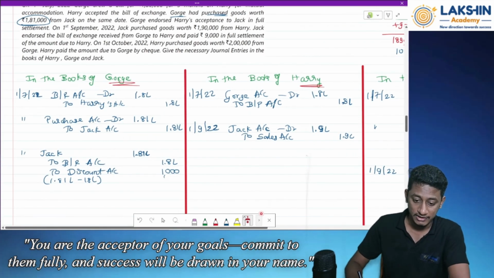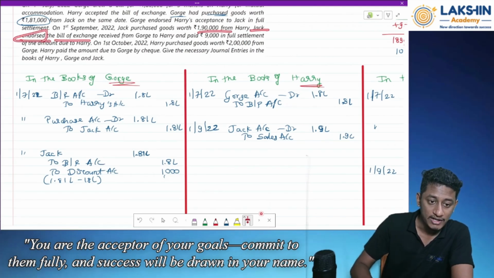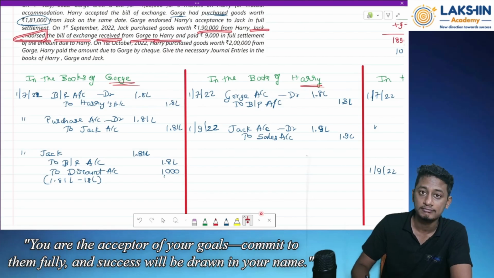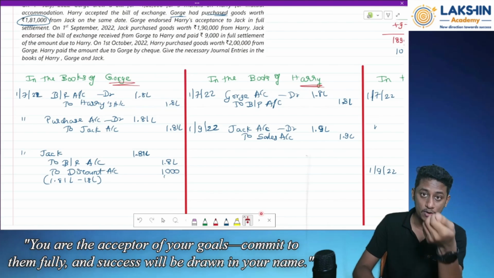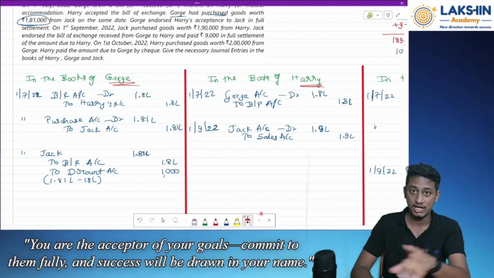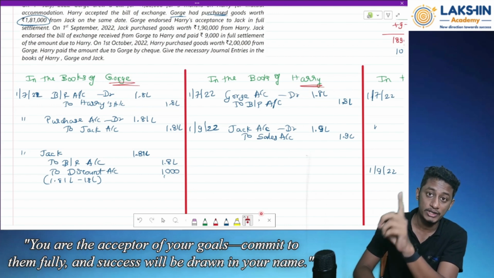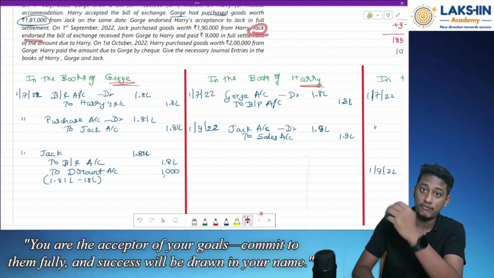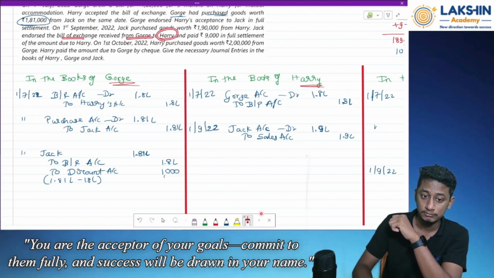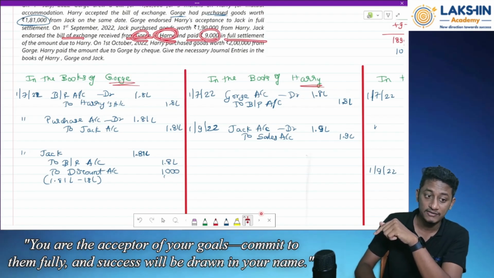Then what has happened after this? Jack endorsed the bill of exchange received from George to Harry. What has Jack done? He has endorsed the same bill. See, only one bill is created in the whole transaction. There is no second bill. Only one bill of worth rupees 1.8 lakhs is being created. Jack has endorsed the same bill of rupees 1.8 lakhs to Harry, which was given by George, and also on the same date he's paying 9,000 in full settlement of the amount due.